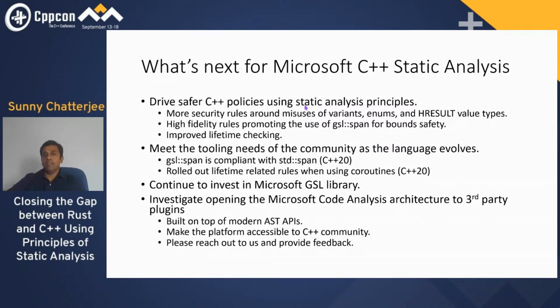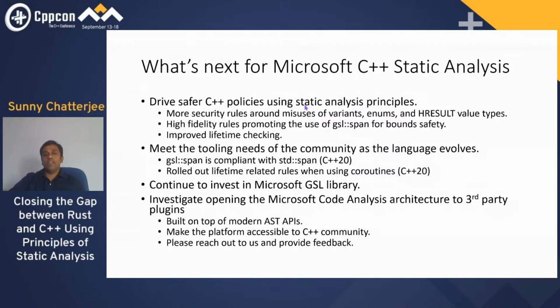with the standard span. We also rolled out a bunch of rules when you're using coroutines, which is another C++20 feature, because it turns out when you use coroutines, you can run into interesting problems around concurrency errors and lifetimes, and we've added a bunch of checks in Visual Studio that would find these issues for you when you're using a new language feature. So as the language evolves, we want to make sure that we can detect any misuses of any new features that get rolled into the language, and we'll continue investing there going forward.